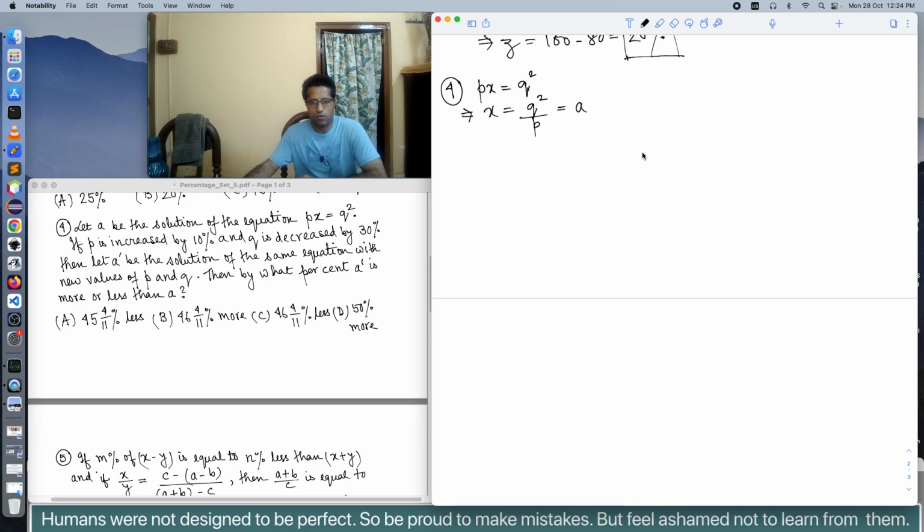Okay. Now if P is increased by 10% and Q is decreased by 30%, so the new value of P is equal to, P is increased by 10%, that is 10% more than P.